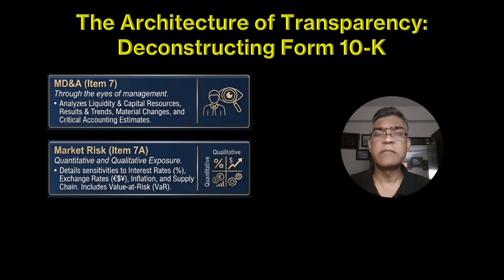Market risks, item 7A of Form 10-K. Here we move from storytelling to sensitivity. It's about exposure: interest rates, exchange rates, inflation, supply chain. This section quantifies uncertainty.